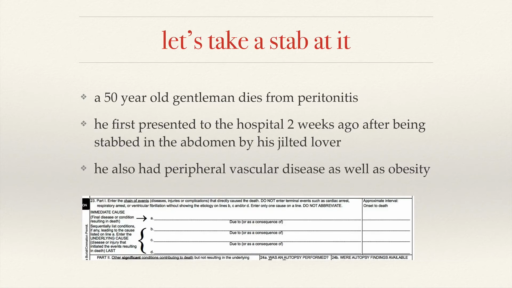So let's go ahead and give it a shot here. We have a gentleman who comes into the hospital with some sort of abdominal infection, and he has peritonitis and dies. And it turns out that he had come into the hospital 2 weeks ago after being stabbed in the belly. He also has some peripheral vascular disease as well as obesity. So let's go ahead and try to fill this out. And we'll take a look at it here.